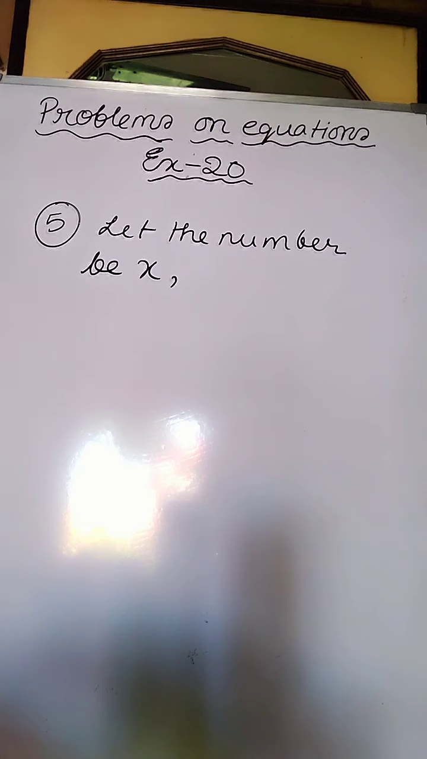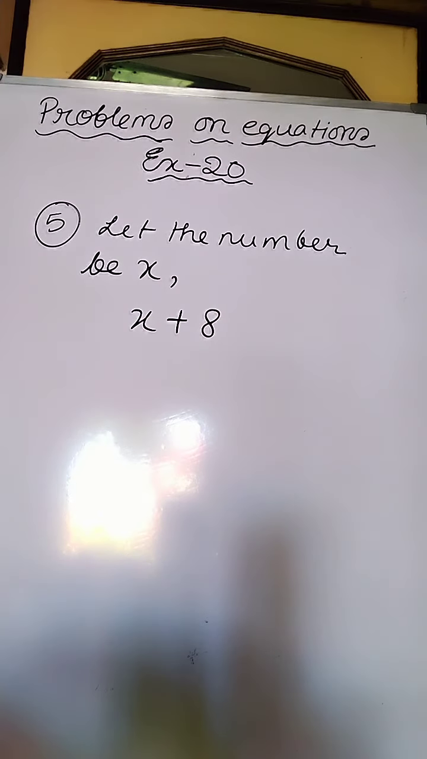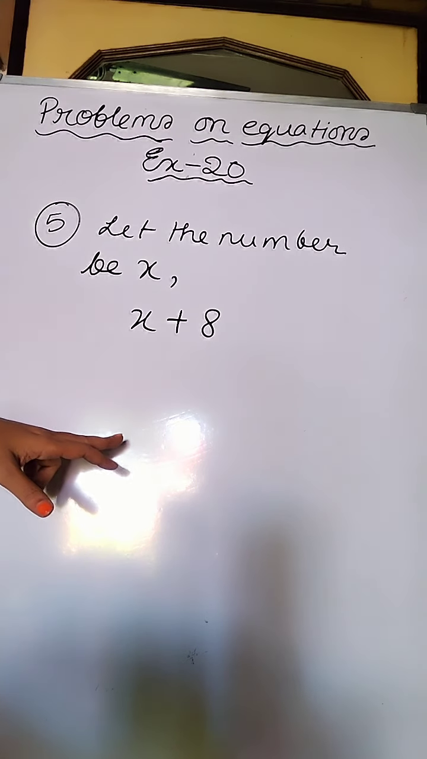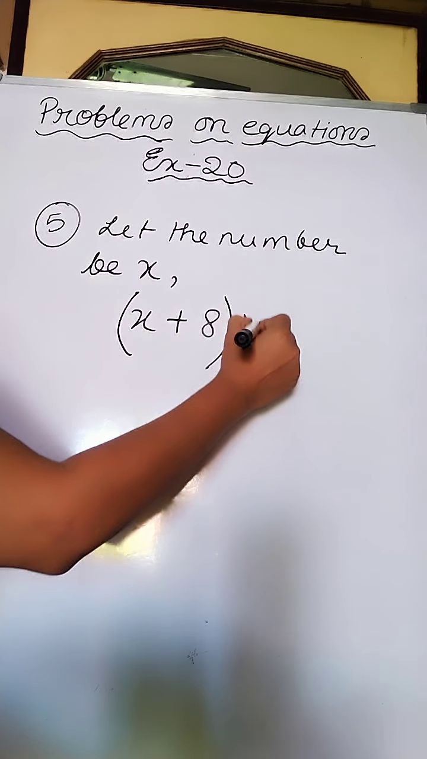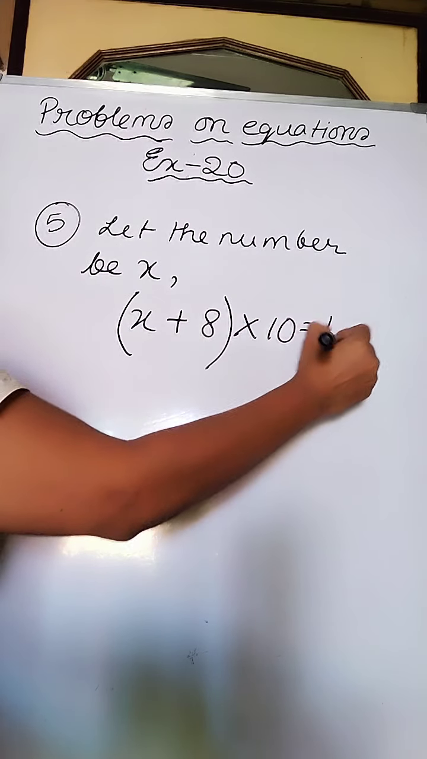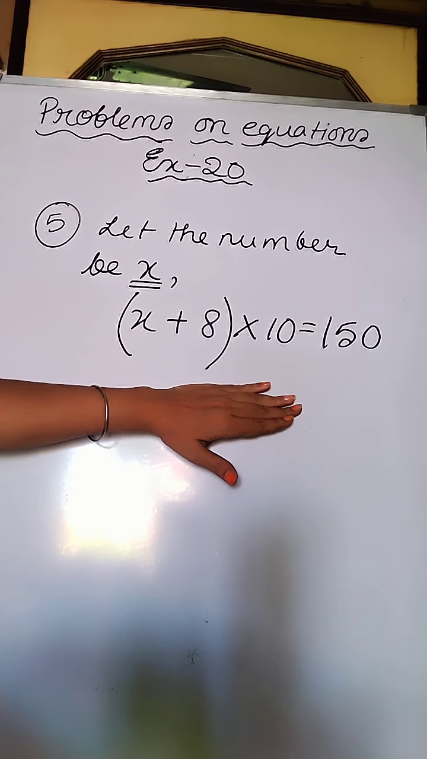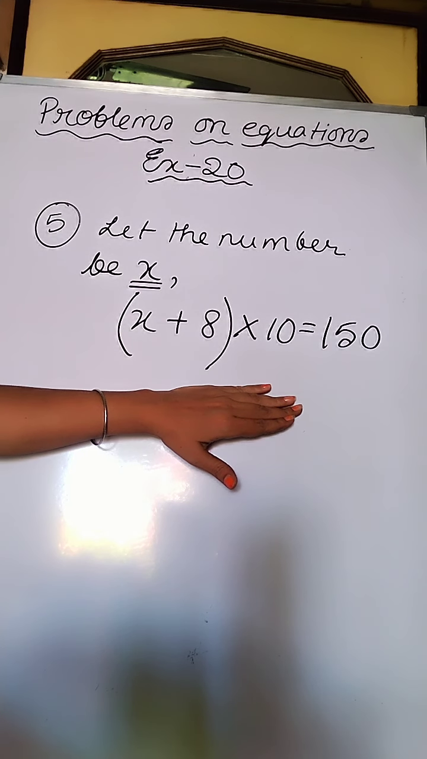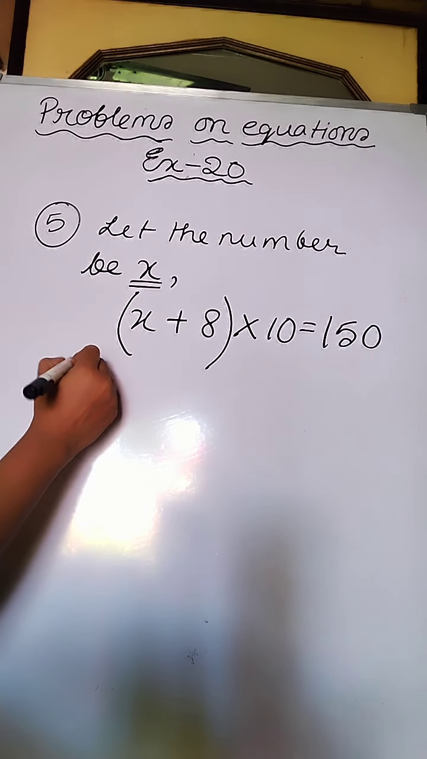So if 8 is added to the number, x plus 8. If 8 is added to a number and then the sum is multiplied by 10, this whole sum is multiplied by 10, then the product we derive is 150. If we assume the imaginary number as x, then this becomes the equation. Now you need to solve this equation in order to find the value of x.